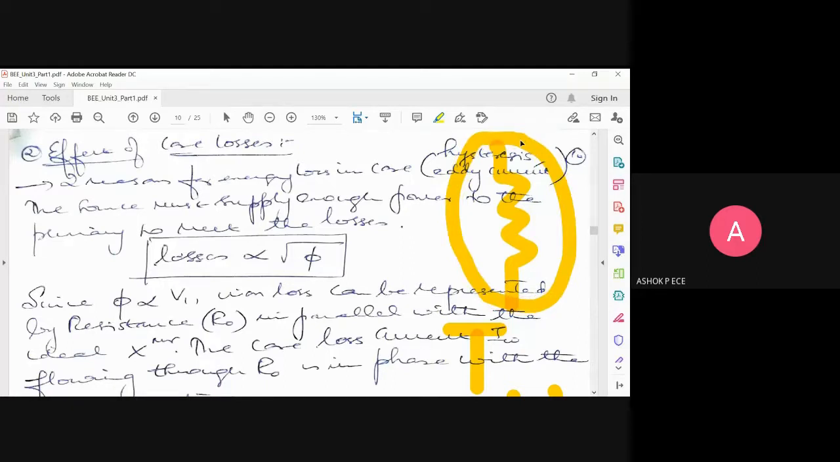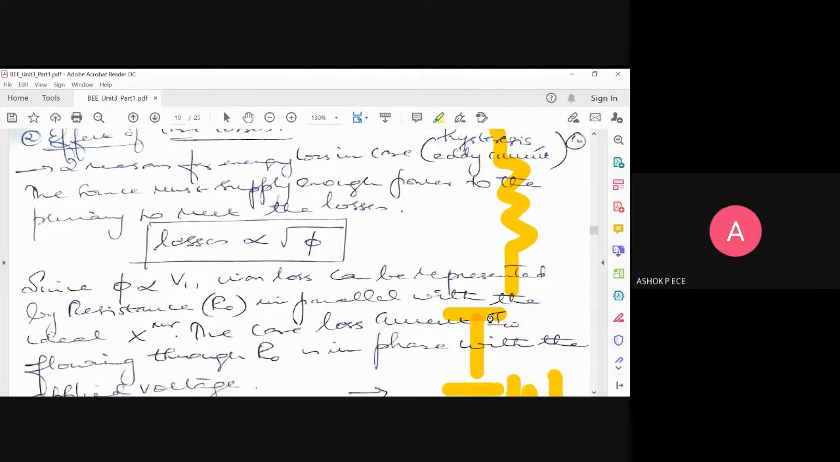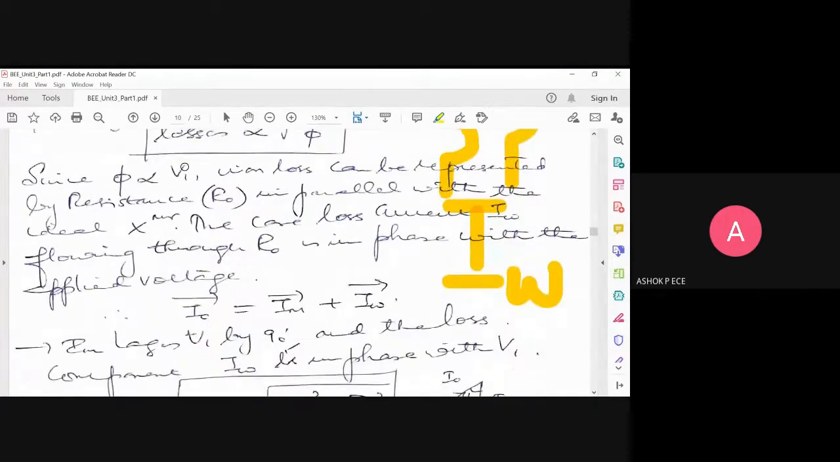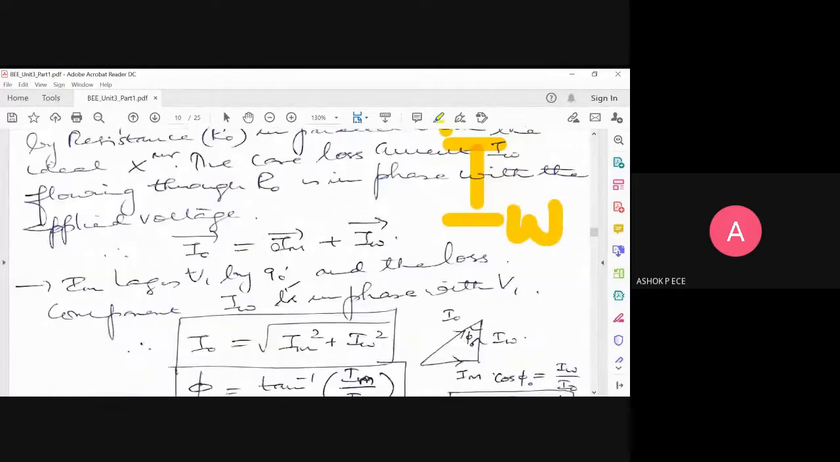It cannot have zero resistance. Zero resistance is possible only for the ideal case. But all practical inductors will have a resistive component along with them. So when a current flows through that resistive component, you will naturally have that I square R loss, which is called core loss. So that current is given by the name IW. IW is called the current due to core loss.